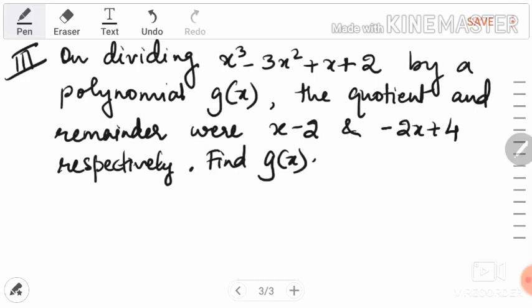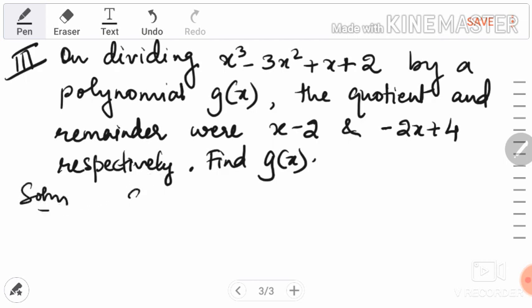Question number 3 is another type of problem based on division algorithm. On dividing the given polynomial by g of x, the quotient and remainder were x minus 2 and minus 2x plus 4 respectively. Find g of x. So here in this question we have to find the divisor. So we use the division algorithm.